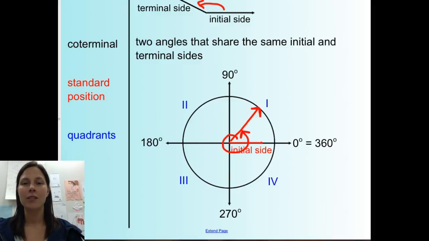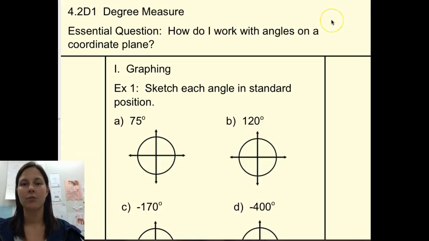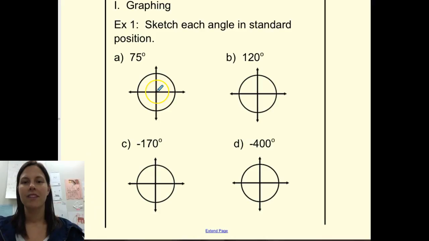And then standard position, when you're looking at an angle on a coordinate plane, is when the initial side is along the positive x-axis, and then just a reminder of the 4 quadrants of the coordinate plane as well. So our essential question today is working with angles on a coordinate plane. First thing we're going to learn how to do is sketch angles.